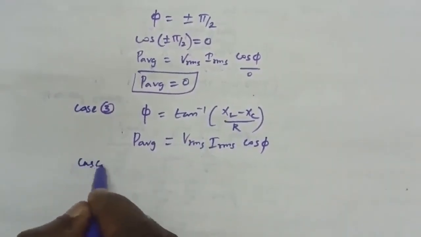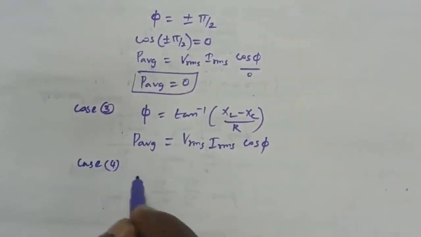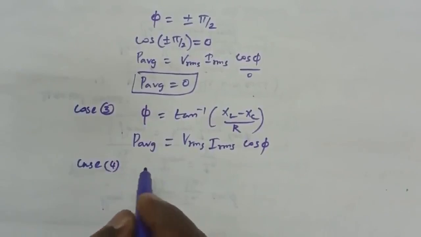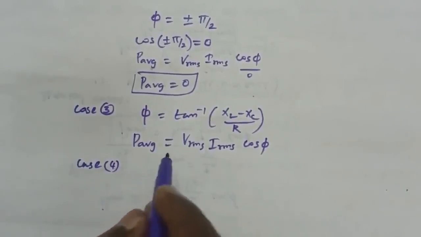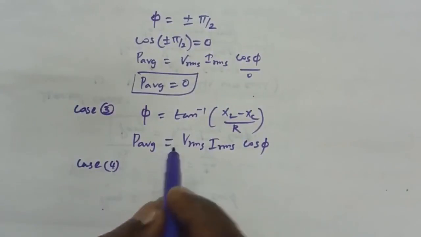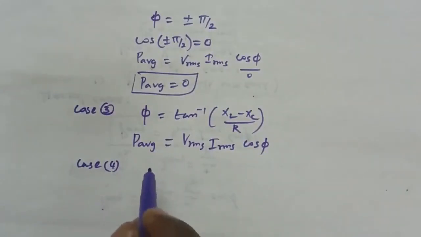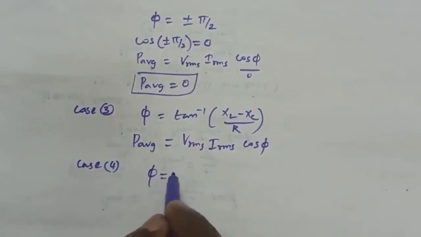Fourth case, resonance circuit. That's an RLC circuit at resonance. A resonance circuit is nothing but a resistive circuit. What is the phase angle? In a resistive circuit, phi is equal to 0.